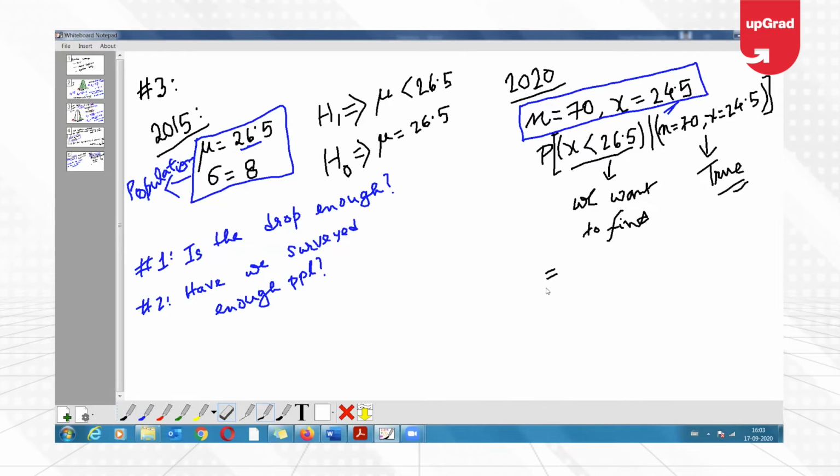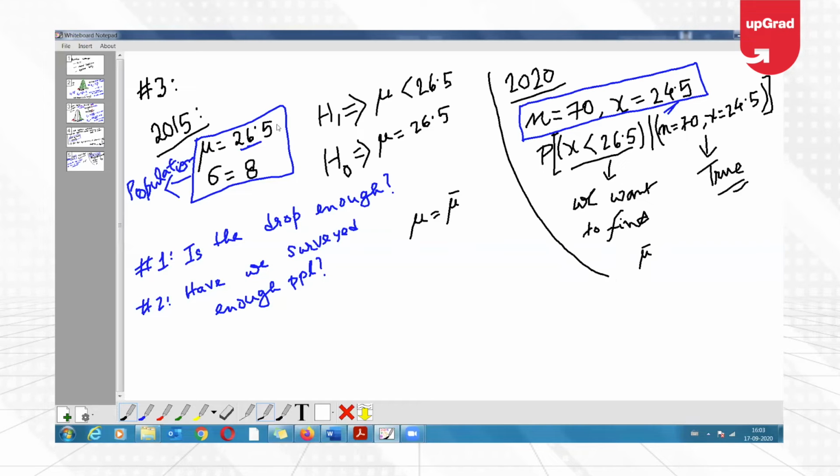So according to the central limit theorem, what do we know? We know that mu equals mu bar. This mu bar is from the sample side. This mu is from the population side, right? So this I'll call the sample side, and this is the population side. According to the central limit theorem, mu is equal to mu bar.